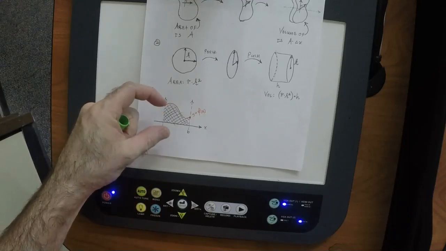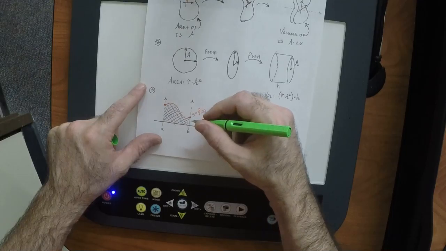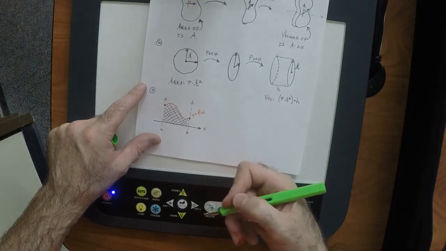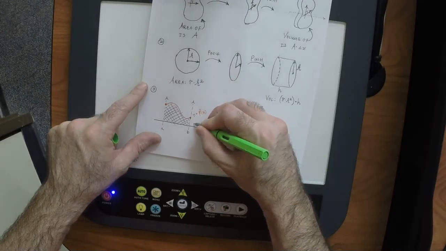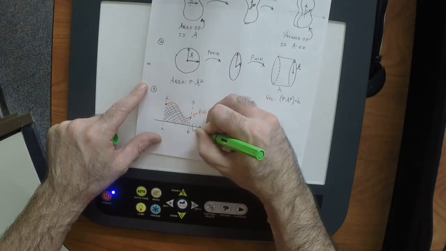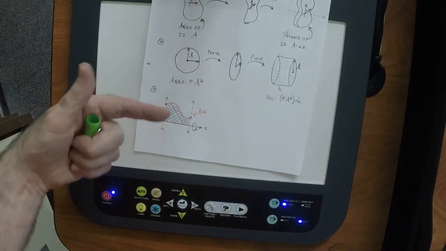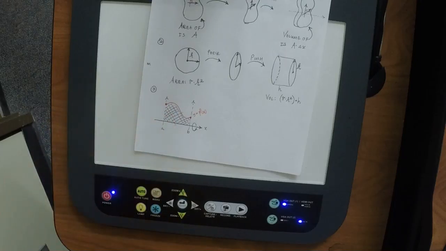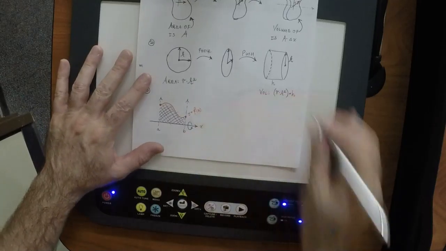Rather, what we're going to do is take this shape and revolve it around the axis like so. So we're going to take this and sweep it around the axis. And the result is going to be a solid that kind of looks like a vase that you could grab. Okay, so here we go.